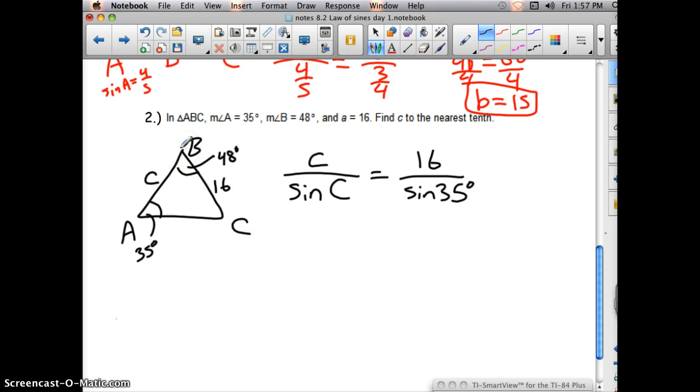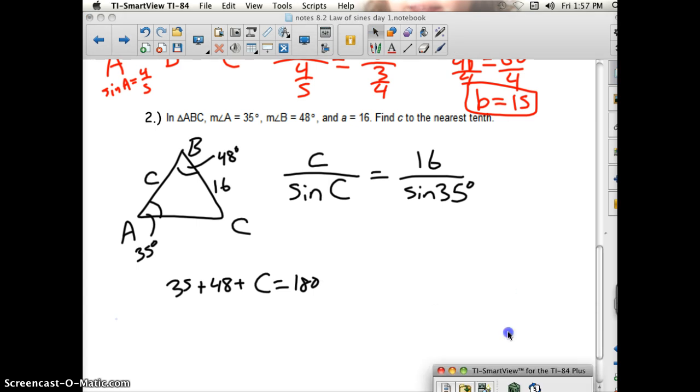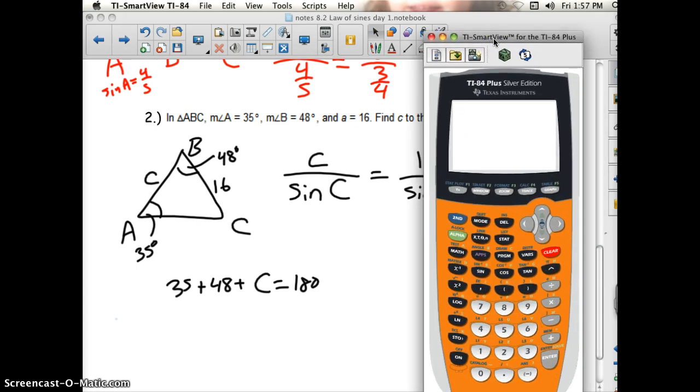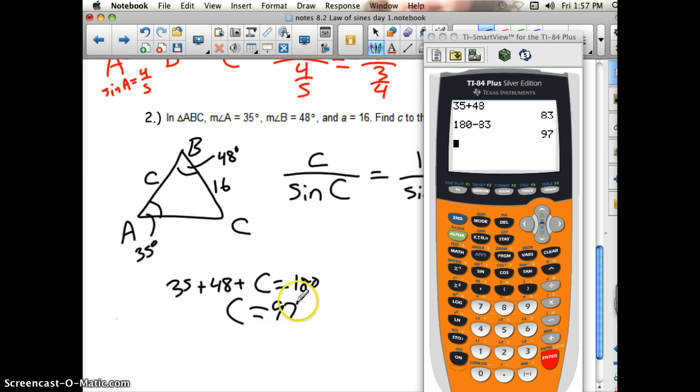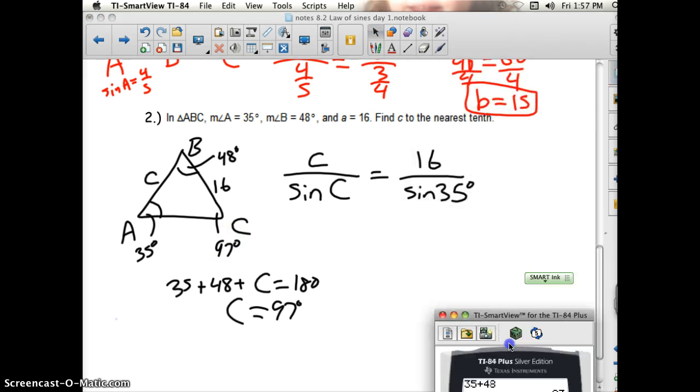So before I can find that side c, I need to find the angle C. And that comes from the sum of the angles of a triangle. They have to add up to 180. 35 plus 48 plus the measure of angle C should add up to 180. Okay, so you just take 35 plus 48 and you get 83, so it's going to be 180 minus 83, and that gives me 97 for C. So C is 97 degrees, so this one's 97 degrees. So I can plug that in to my equation.